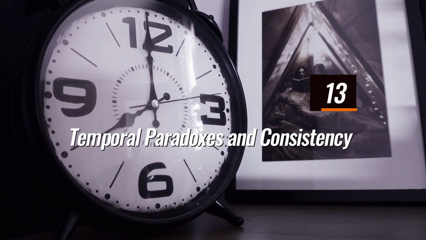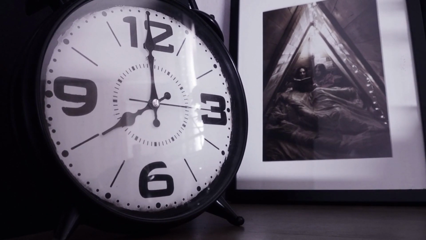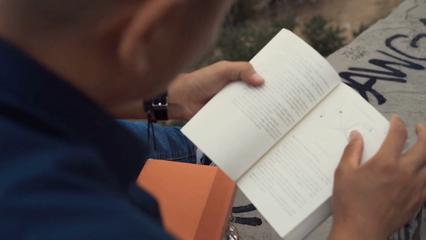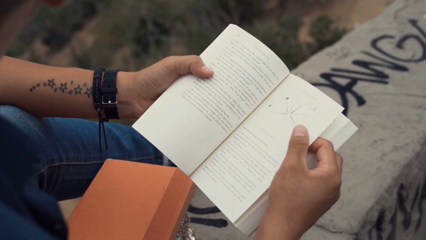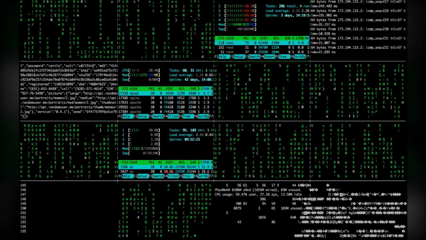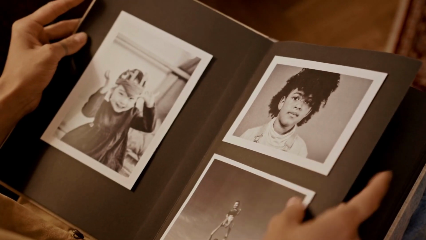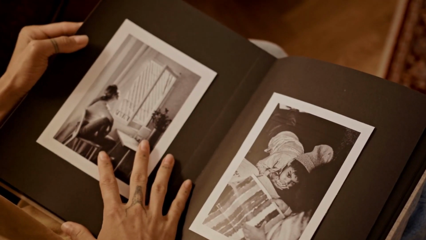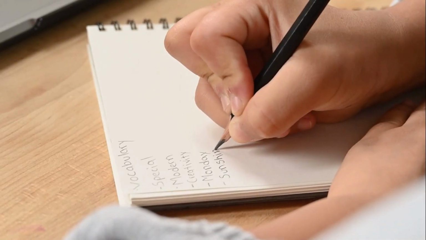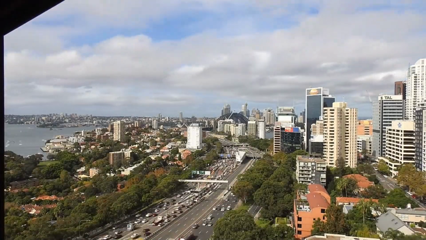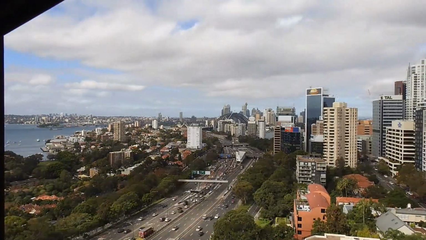13. Temporal paradoxes and consistency. Temporal paradoxes, like the grandfather paradox, challenge our understanding of time and causality. Consistency paradoxes question whether actions taken by a time traveler can affect the timeline in ways that prevent those actions from occurring in the first place. One proposed solution is the Novikov self-consistency principle, which suggests that events in time are self-consistent, meaning any actions taken by a time traveler were always part of history and cannot create contradictions.